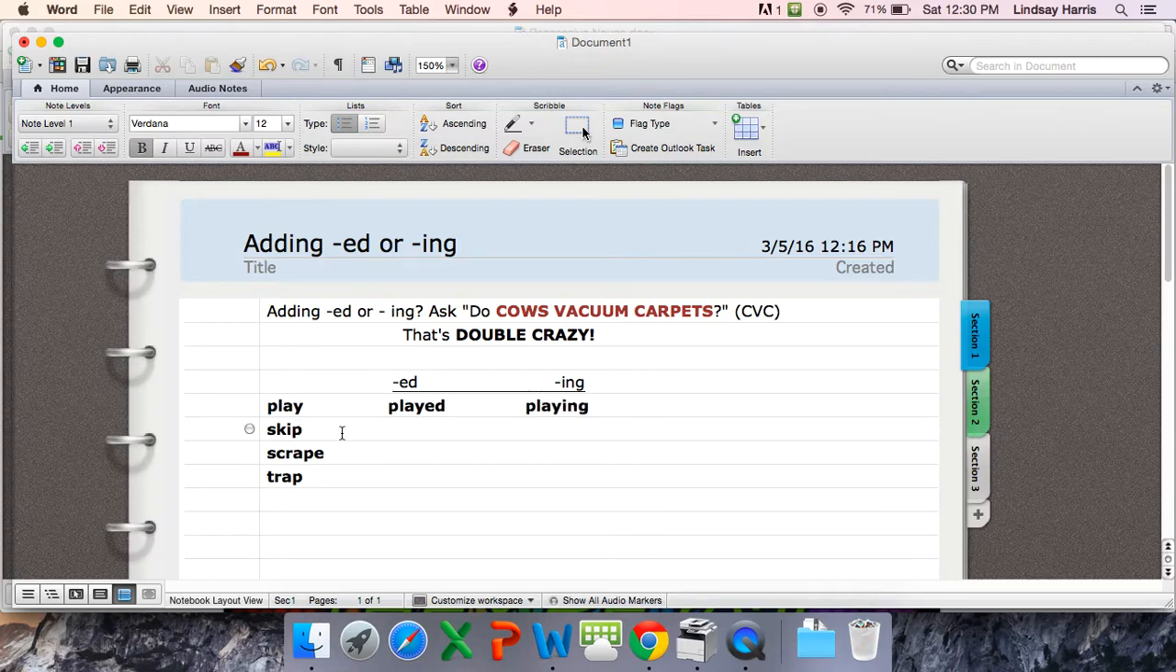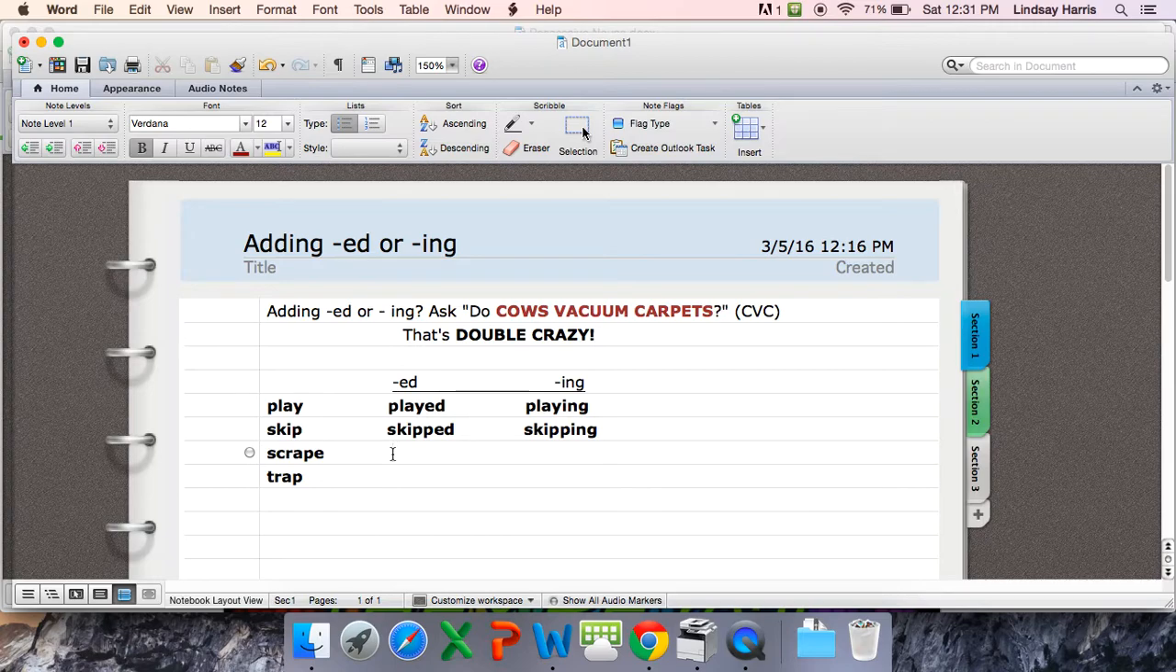Look at skipped. Skip. We want skipped and skipping. How are we going to spell those? Well, I look at skip and I see it ends with K-I-P. K is a consonant, I is a vowel, P is a consonant. I know that I need to double now. So it becomes skipped and skipping.